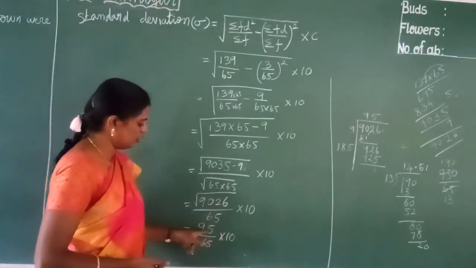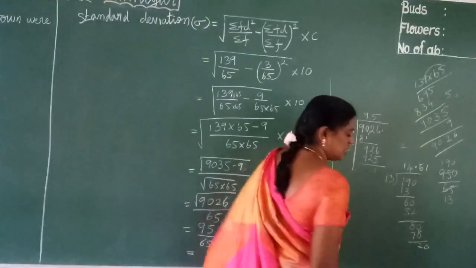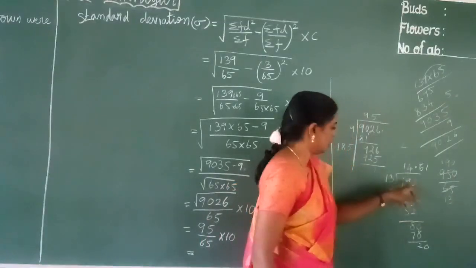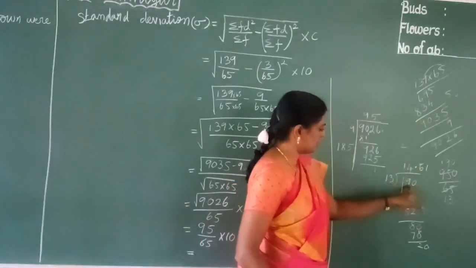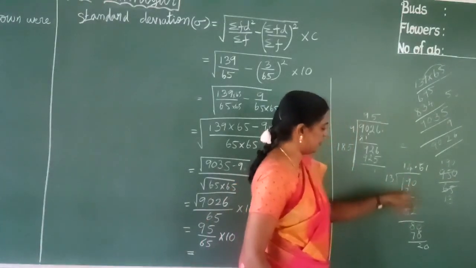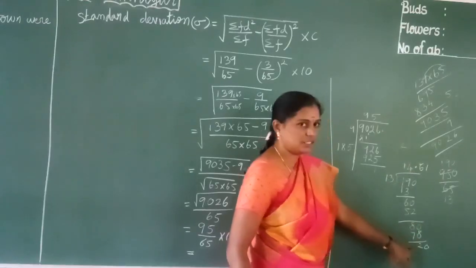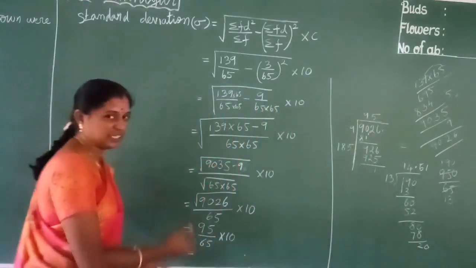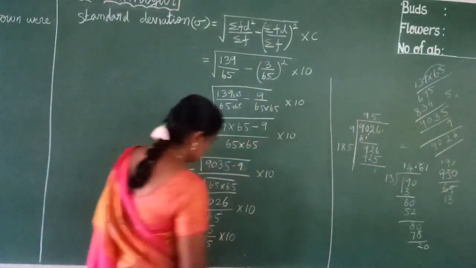And 95 into 10 means 950. 950 by 65, you simplify, which table? 5 table. So 190 by 13. 190 by 13, ordinary division method. So in 19, how many 13s? One 13 is 13. Remainder 6. Bring down 0, 60. How many? 4 13s are 52. So like that you divide. Ordinary division method. That method also we already discussed. So like that you divide, we get 14.61.